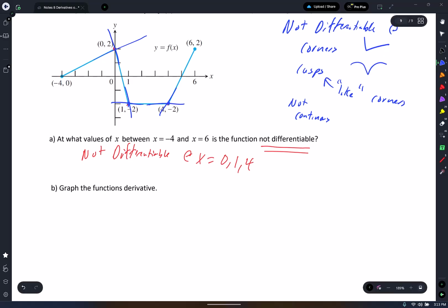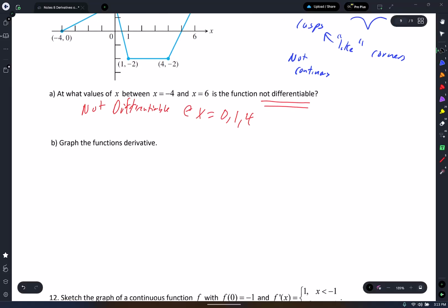Graph the function's derivative. All that means is to graph their slopes. That's all it means. Here's my grid.